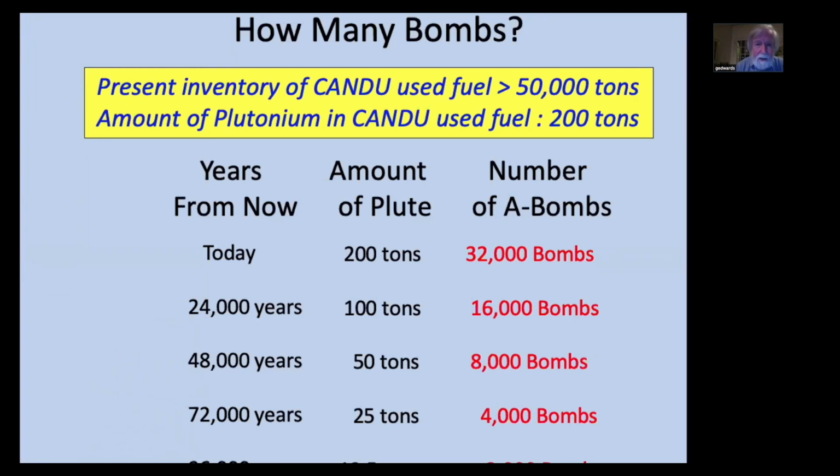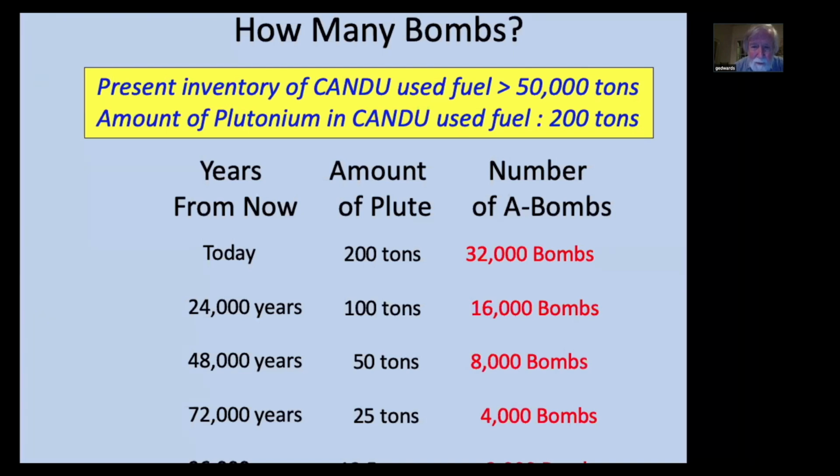And if you look at how many bombs are represented in the CANDU used fuel, you see that the present inventory of CANDU used fuel, according to NWMO, is more than 50,000 tons. The amount of plutonium in the CANDU used fuel would be about 200 tons, therefore. It's less than 1/2 of 1%. It's about 0.4%, 200 tons. Now, today, that amount of plutonium would be enough to make 32,000 atomic bombs. So you can see why they have those safeguard seals and so on.